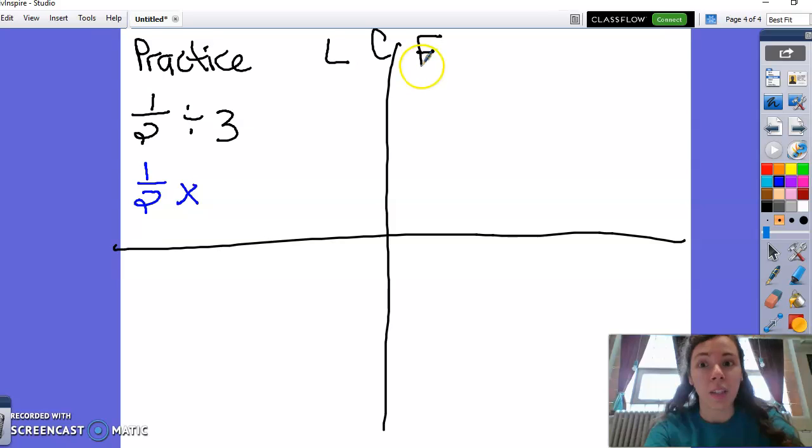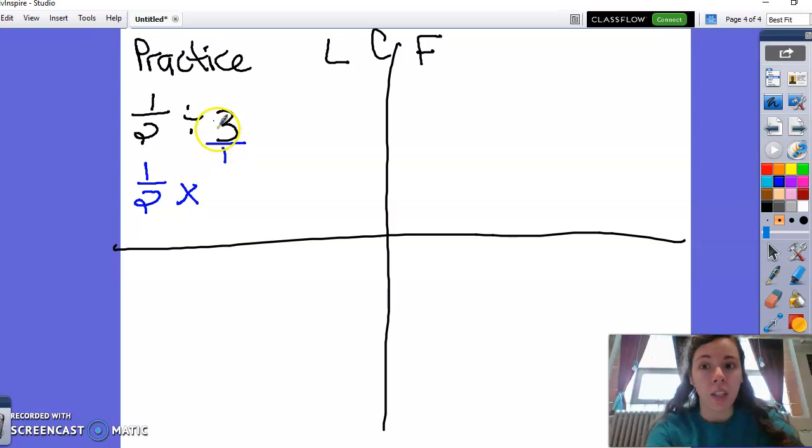And then the last step is to flip. But here I don't have anything to flip over. It doesn't look like I can do anything with that. What do we have to do with whole numbers to make them look like fractions? Go back to your example at the top of the page. What do we have to do with this number here? To put it over something.